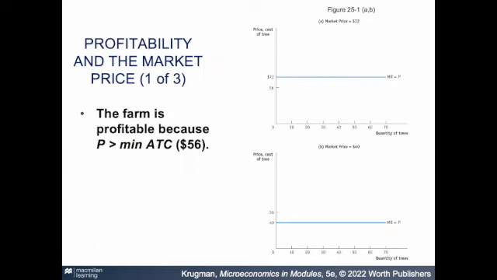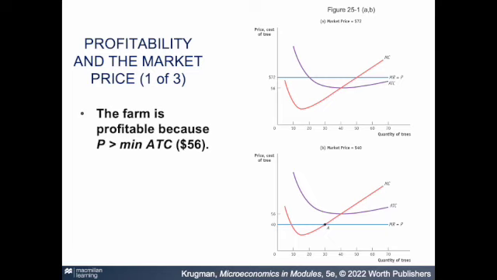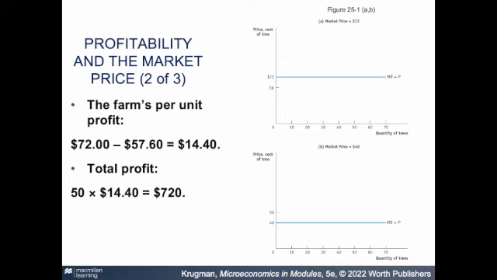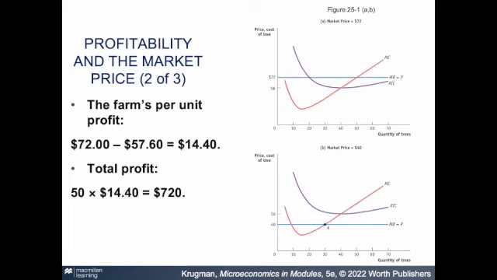3. Profitability and the market price, 1 of 3. The farm is profitable because P is greater than minimum ATC, $56. Profitability and the market price, 2 of 3. The farm's per unit profit: $72 minus $57.60 equals $14.40. Total profit: 50 times $14.40 equals $720.